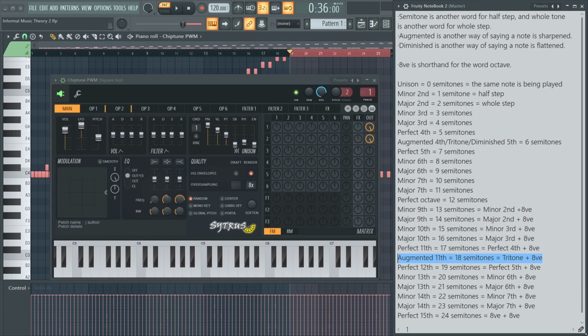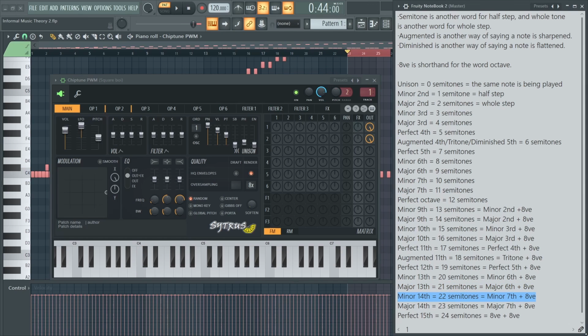Here's the augmented 11th, which is 18 semitones, which is just a tritone plus an octave. Here's the perfect 12th, which is 19 semitones, which is just a perfect fifth plus an octave. Here's the minor 13th, which is 20 semitones, which is just a minor sixth plus an octave. Here's the major 13th, which is 21 semitones, and this is just the major sixth plus an octave.